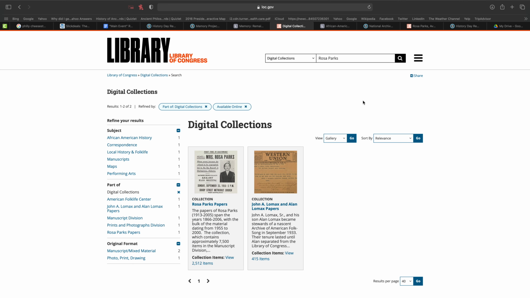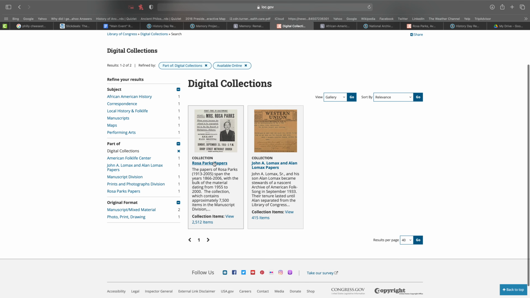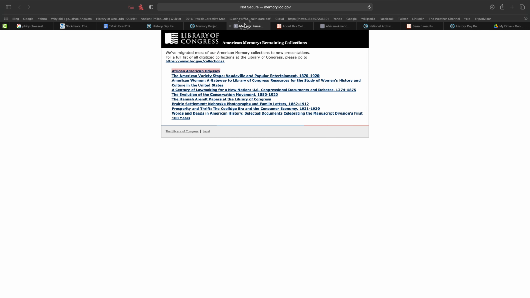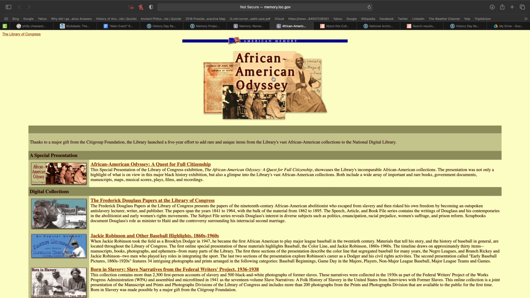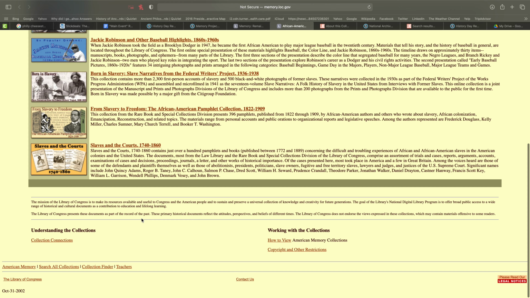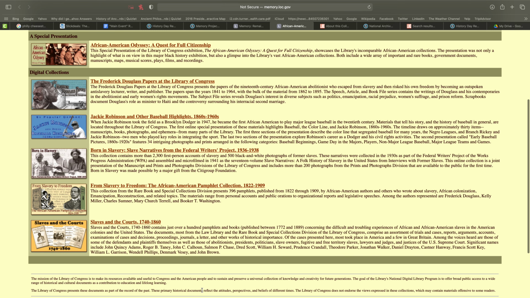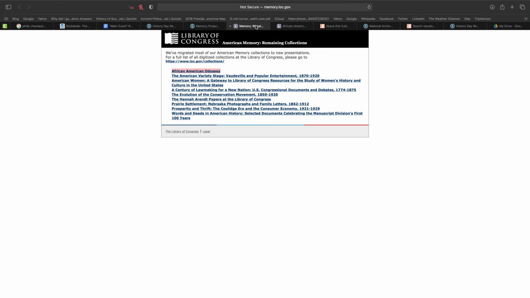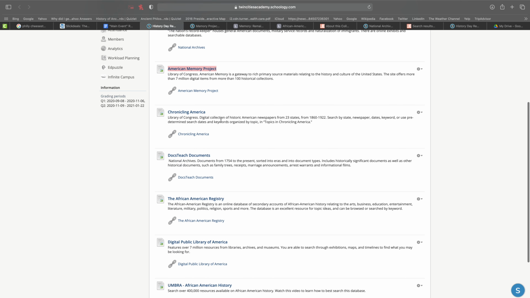You get a few things like the Rosa Parks papers, which is kind of what we were looking at before. This one's a bit more specific. If you're looking for a specific thing, here it talks about the African American Odyssey, and you can look at all these different primary sources that go into different aspects of that. If you're doing things about African Americans or women or the conservation movement, which is like climate change, this would be good for that.